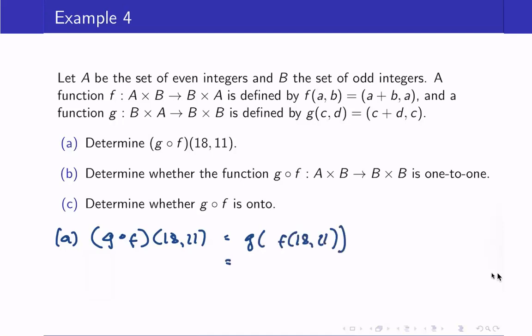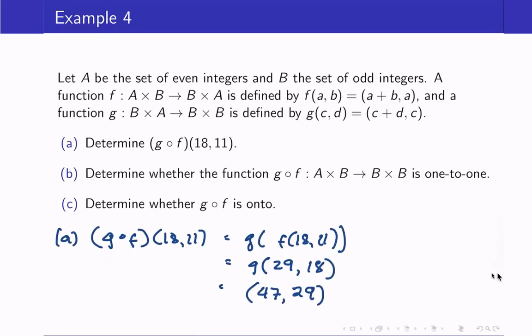(18, 11). So we get the sum of 18 plus 11. So that's 29. And then copy the first element. So that is your F of (18, 11). And then for G of (29, 18), we get the sum of 29 and 18, which is 47. And then we copy the first element, which is 29. Let's look at letter B.